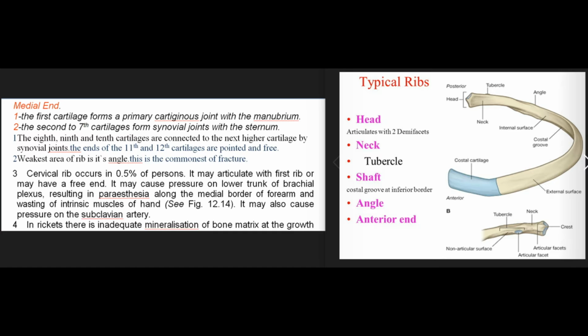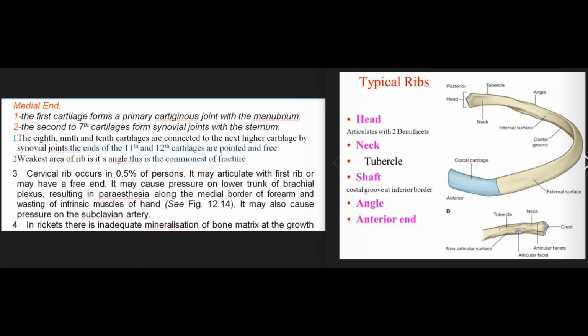3. The eighth, ninth, and 10th cartilages are connected to the next higher cartilage by synovial joints. The ends of the 11th and 12th cartilages are pointed and free. Clinical notes. 1. The weakest area of the rib is at its angle. This is the commonest site of fracture.